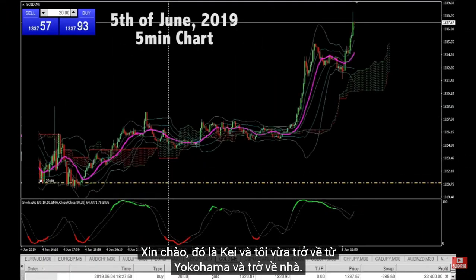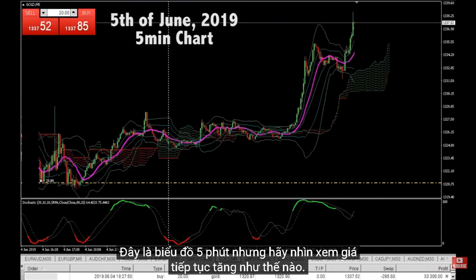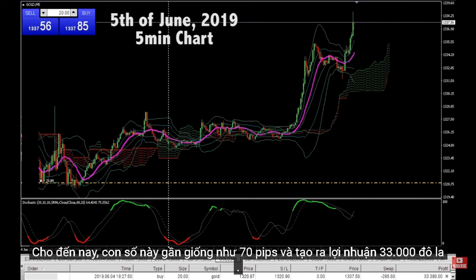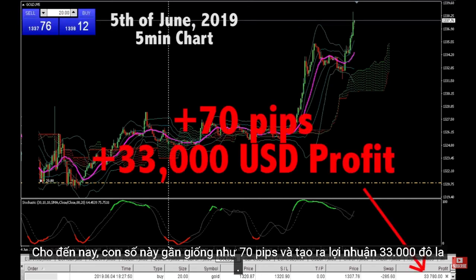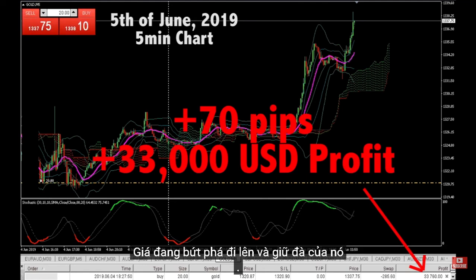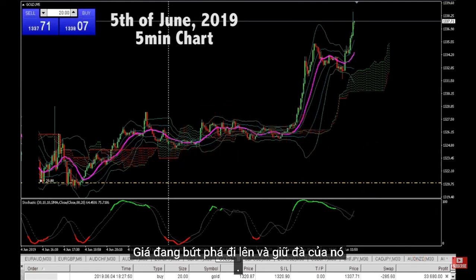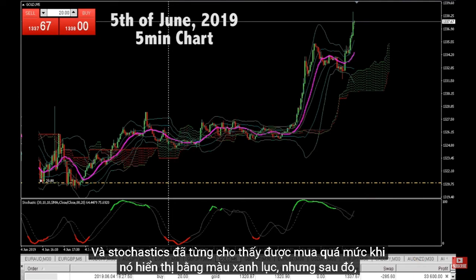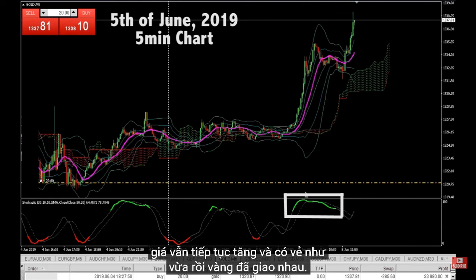Hello, it's Kay, and I just got back from Yokohama and came back home. And this is the 5-minute chart, but look how the price kept going up. It's almost 70 pips, making $33,000 profit so far. The price is breaking upwards and keeps its momentum. And stochastics once showed overbought, as shown in green color, but after that the price still kept going up, and it looks like it gold crossed just now.